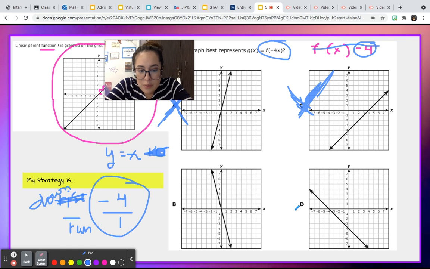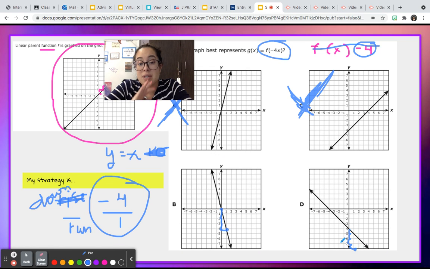So here, what I like to do is go from the y-intercept. I'm going to count 4 units down: 1, 2, 3, 4, and go across 1. It looks to me like the slope is there. It looks like it could be letter B. I'm just going to double check with this letter D. So I'm going to go down 1, 2, 3, 4, and go across 1.